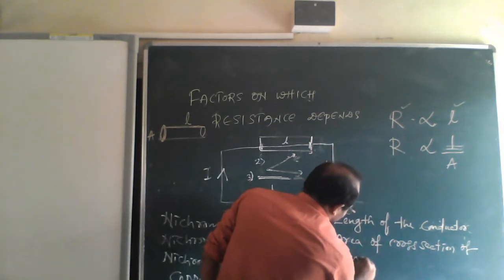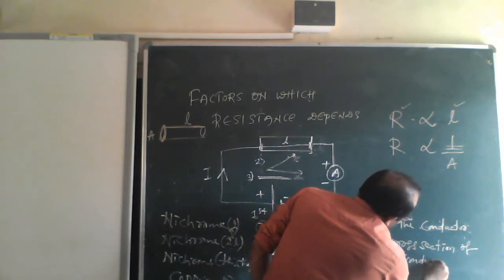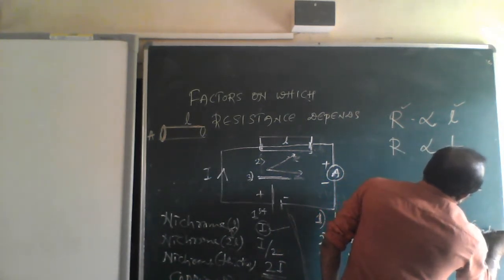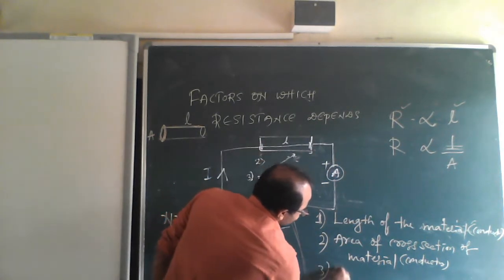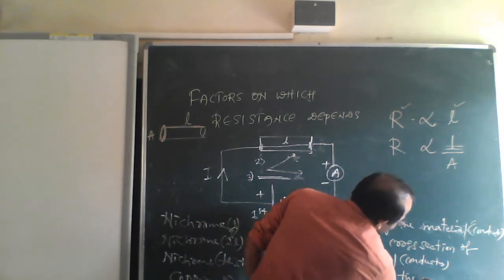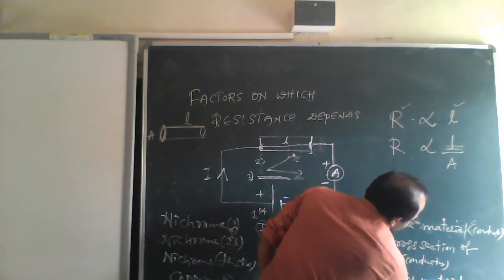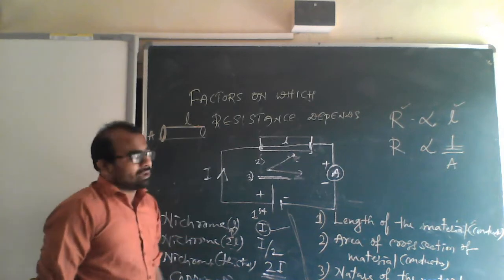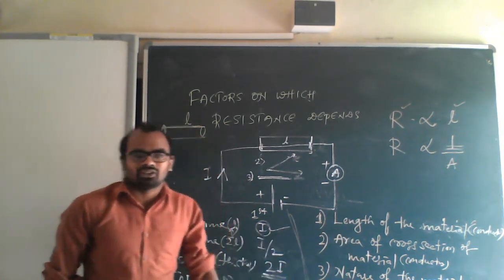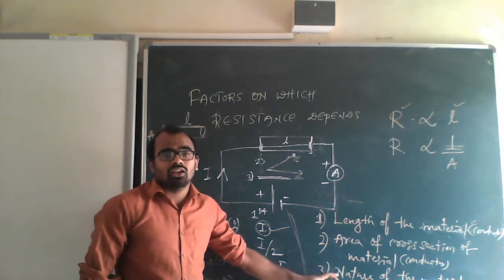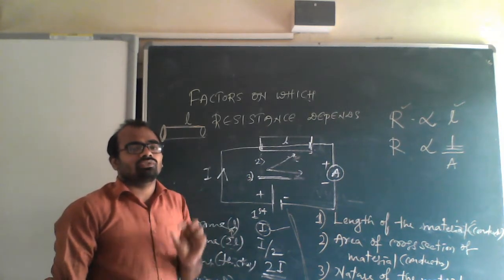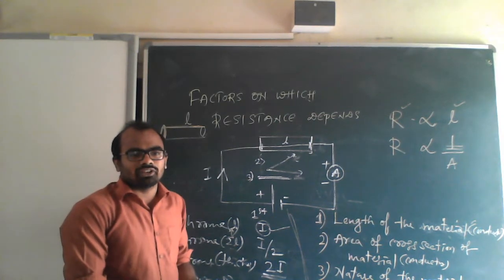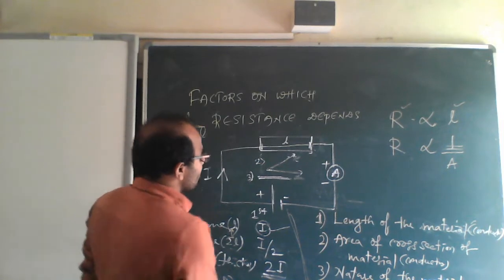Area of cross section of material, or you can say conductor. Length of the material, area of cross section of material, and the third one is nature of the material. So these are the three things. This question will be asked for 2 marks: list the factors on which resistance depends. Length of the material, area of cross section of the material, and nature of the material. These three things must be understood. Resistance of a resistor depends on these three factors. Okay, now we look here.